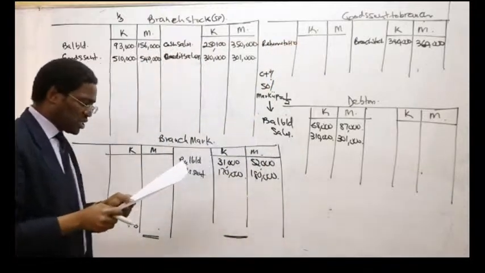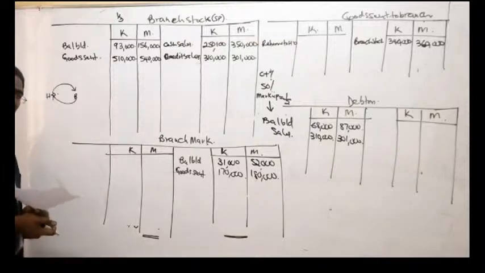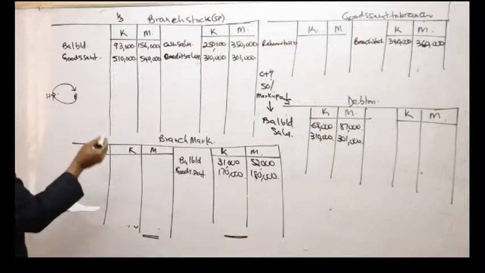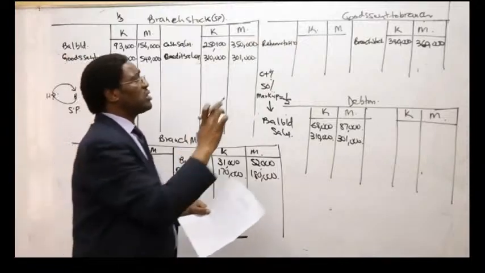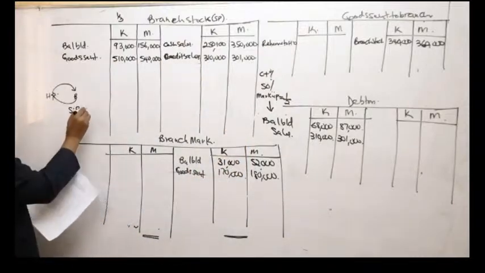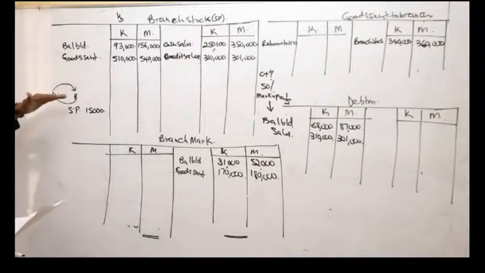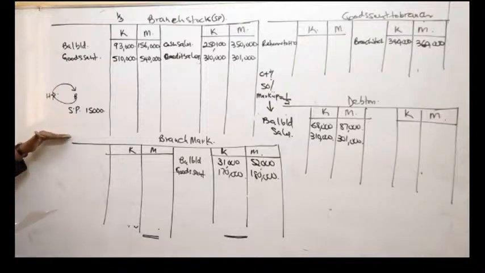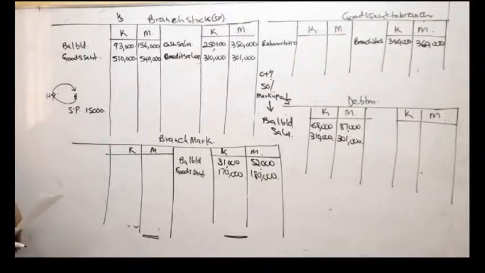Kisumu branch returned goods worth 15,000, and that is the selling price. I hope you know 15,000 being the selling price, and I need to debit the goods sent to branch at cost price. I need to determine the cost price. So if the selling price is 15,000, if I remove the profit out of the 15, I'll be left with the cost price. So to determine the cost price, I need to get the profit out of 15.